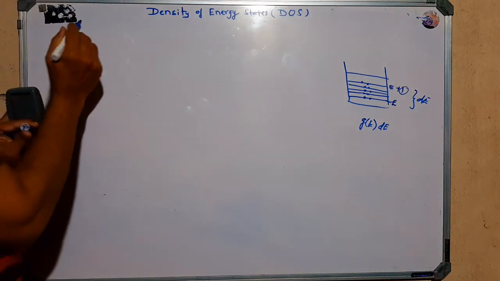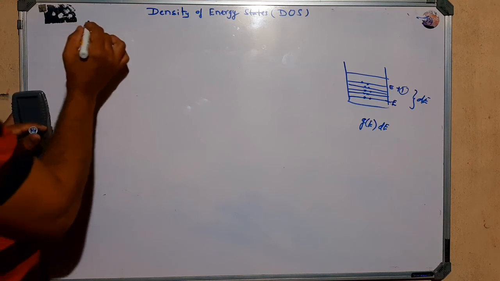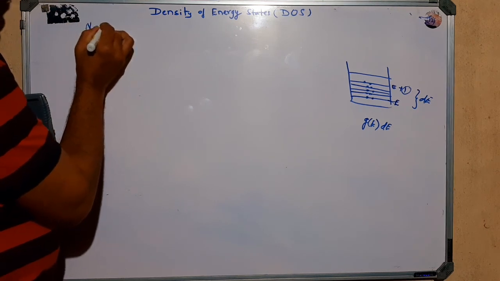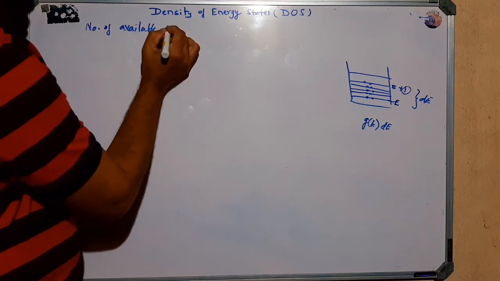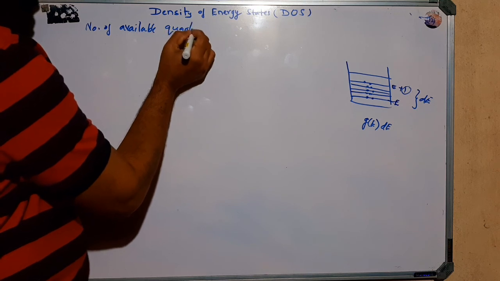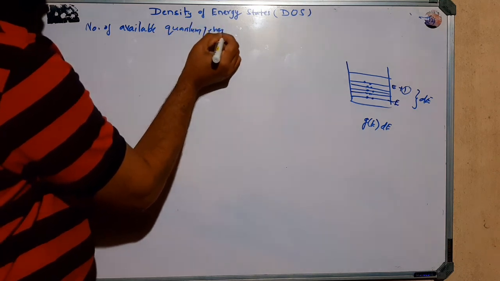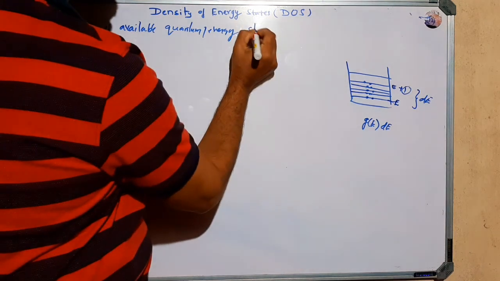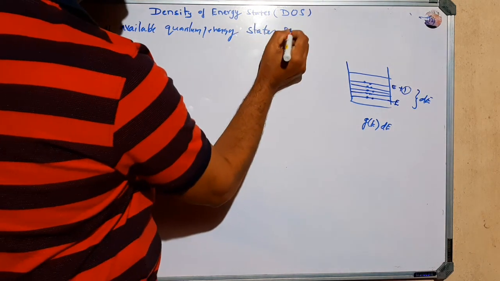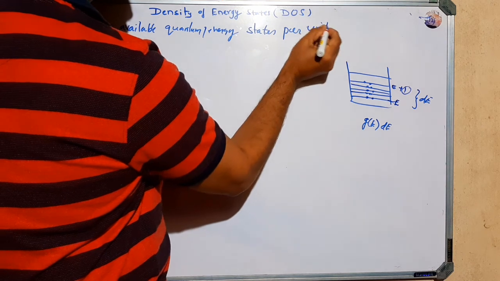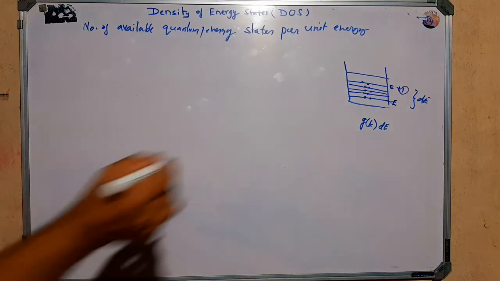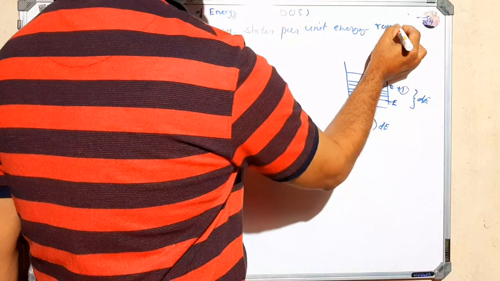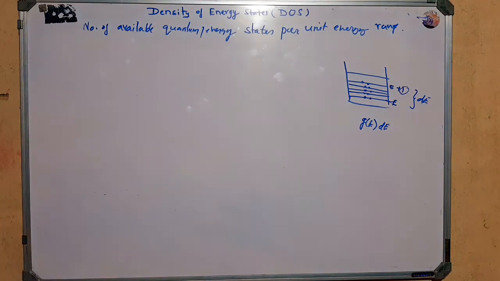Density of energy state means number of available quantum or energy states per unit energy range. Per unit energy range. That is called density of energy states.